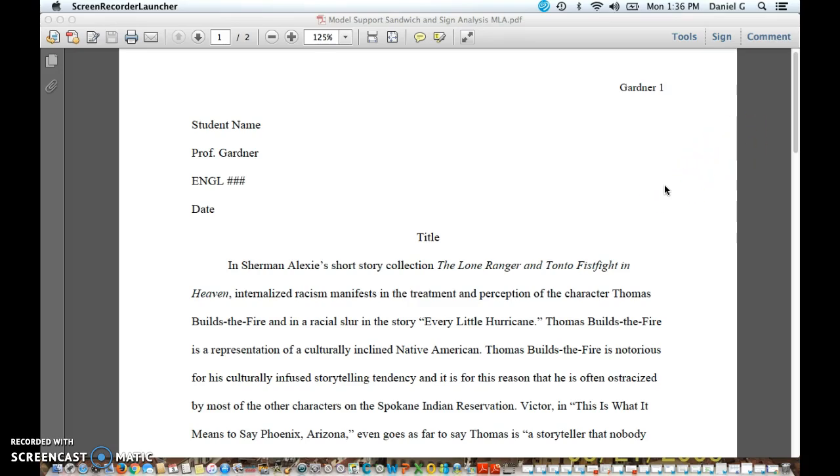Observe the elements of the header placed to the left of the page. Notice it goes from student name to the instructor's name to the English course number, and then you include the date.